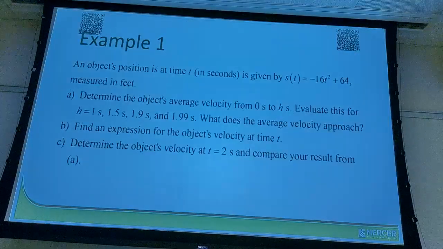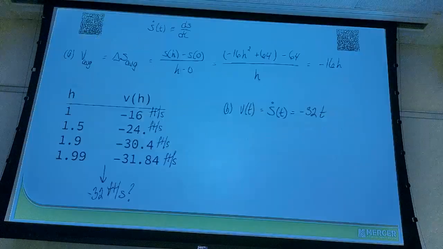And then determine the object's velocity at 2 seconds and compare the results. Negative 64. Negative 64 what? Feet per second. Oh dear. Yeah, that's not what that's approaching, is it? Negative 32.